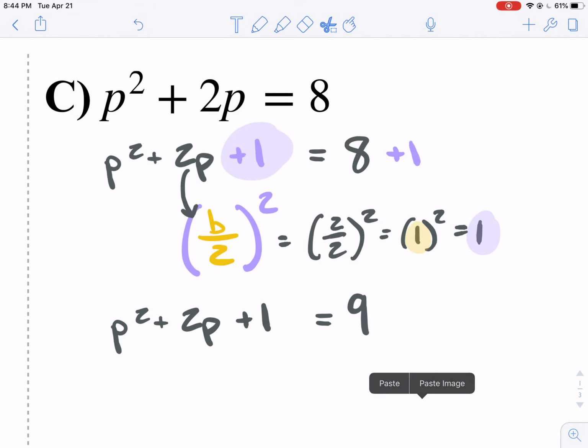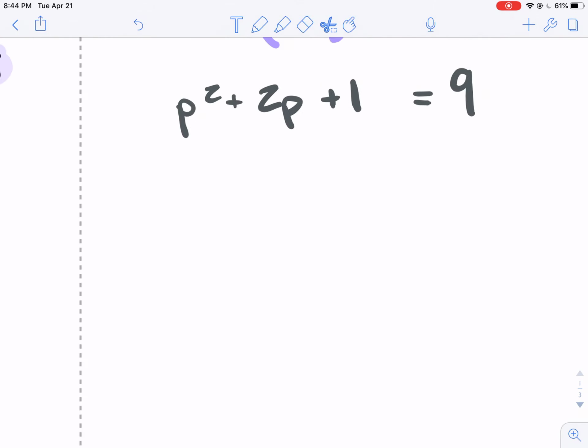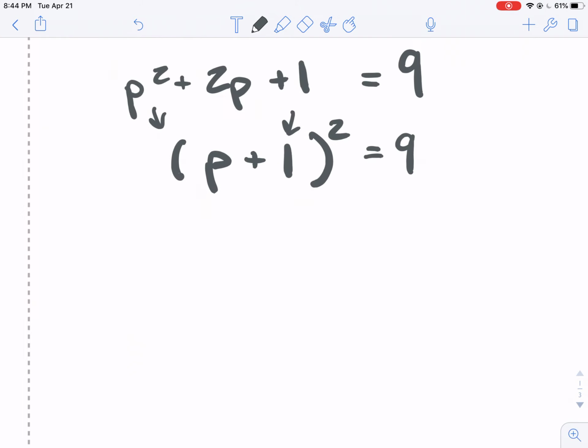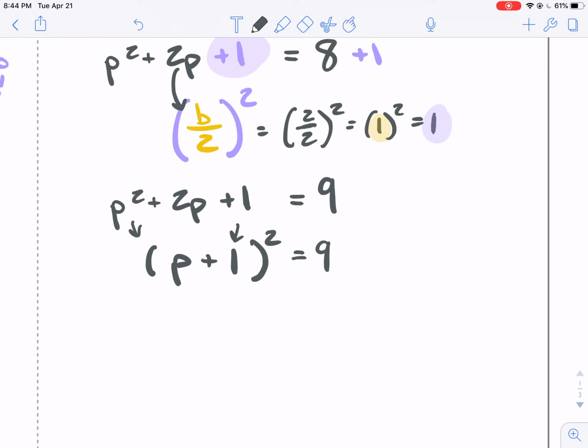Now we did this because we have p squared plus 2p plus 1. That is a perfect square trinomial. That's equal to something squared. What is it squared? Well, square root of p squared is p. Square root of 1 is 1. Awesome. So p plus 1 squared is 9. Now to solve that, oh, also, how did I get this? Where did this come from? The square root of our c term we found by finding c in the first place. That's where it comes from.